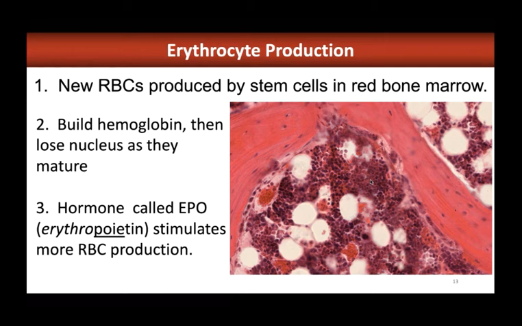Erythrocyte production is regulated by a hormone called EPO, which is short for erythropoietin. If poieo means make or create, erythropoiesis is making red blood cells. Erythropoietin is a molecule that stimulates red blood cell production. It's a favorite of endurance athletes.